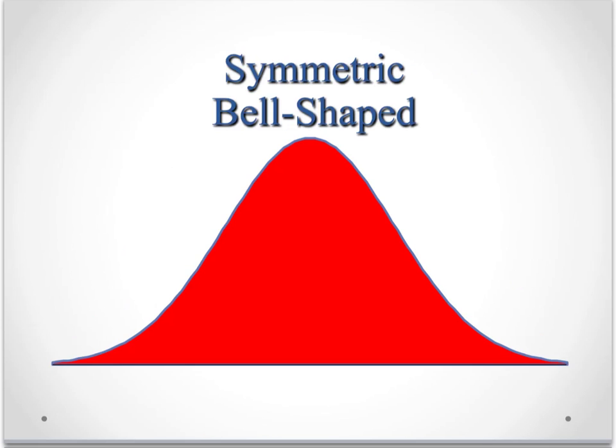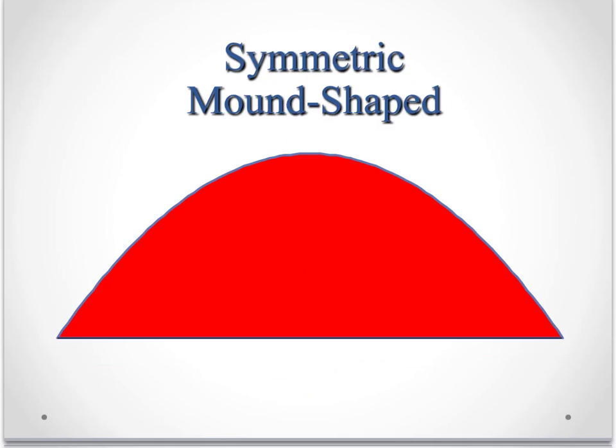So here's some symmetric shapes. This is a symmetric bell shape. Symmetric means that if you drew a line down the middle of it, like this, it's mirror image, same both sides. Bell-shaped symmetric distributions are something you will get very used to as you study statistics. We could also have something that's mound-shaped and symmetric. Again, if you drew that line down the middle, mirror image.